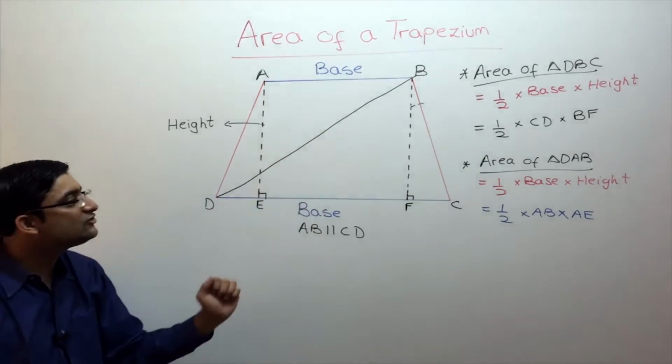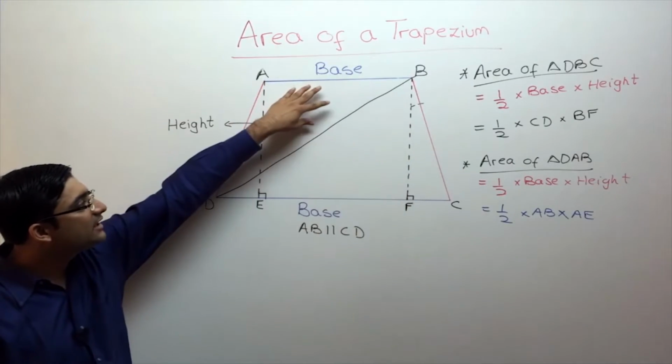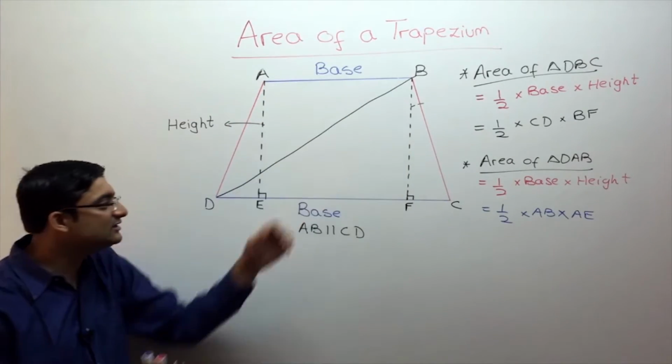So we have the area of both the triangles. Now what is the area of this trapezium? Area of this triangle plus area of this triangle. Let me write it down.